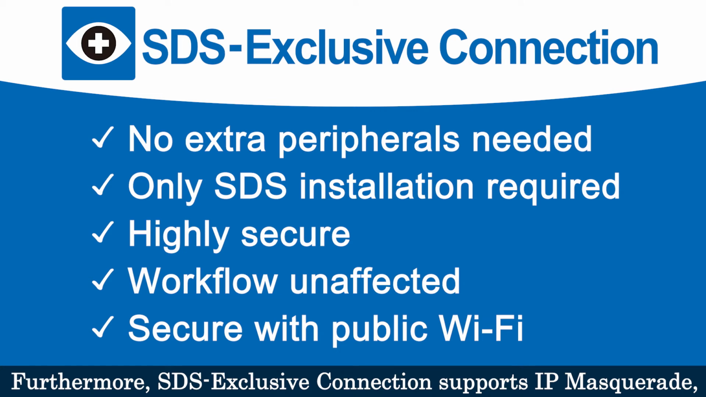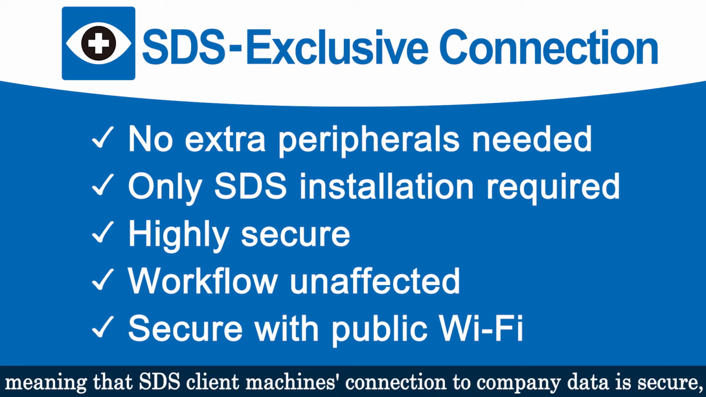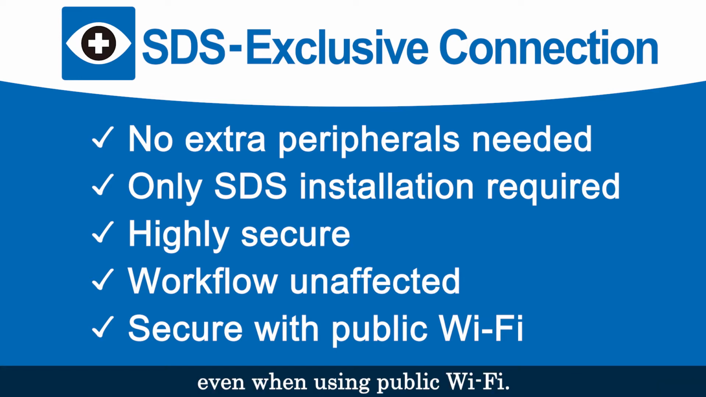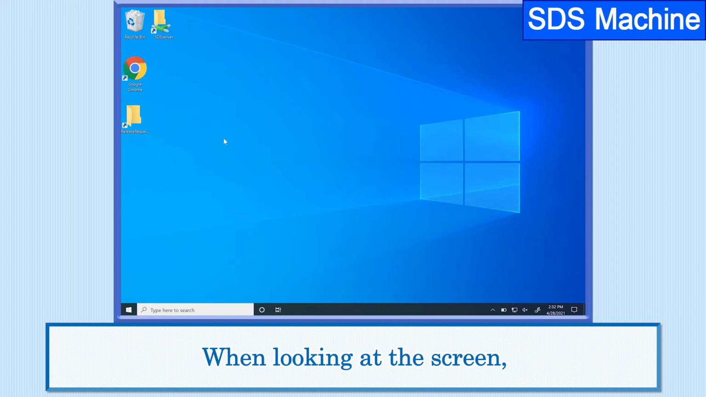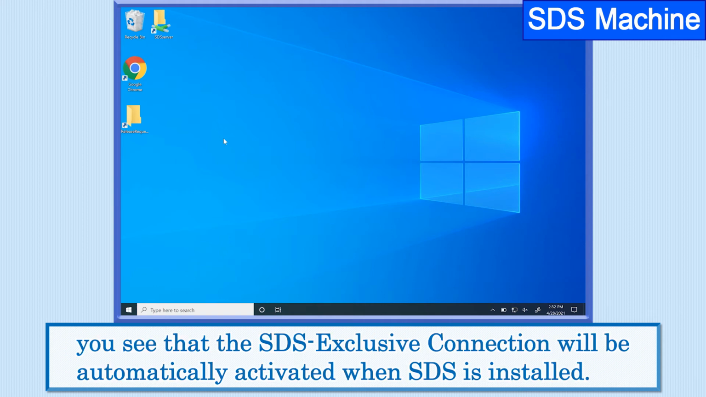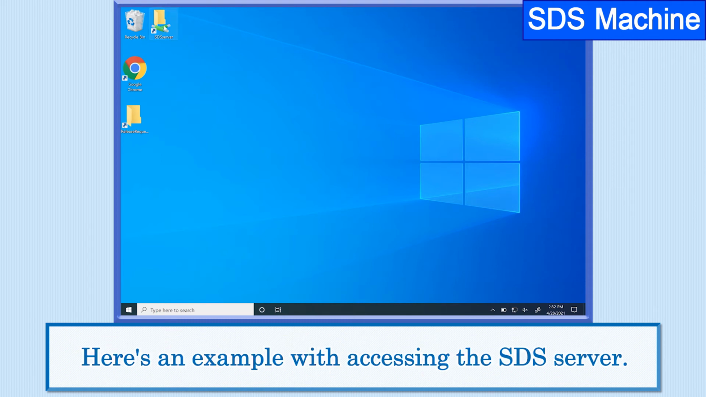Furthermore, SDS Exclusive Connection supports IP masquerade, meaning that SDS client machines' connection to company data is secure even when using public Wi-Fi. When looking at the screen, you see that the SDS Exclusive Connection will be automatically activated when SDS is installed. Here's an example with accessing the SDS server.